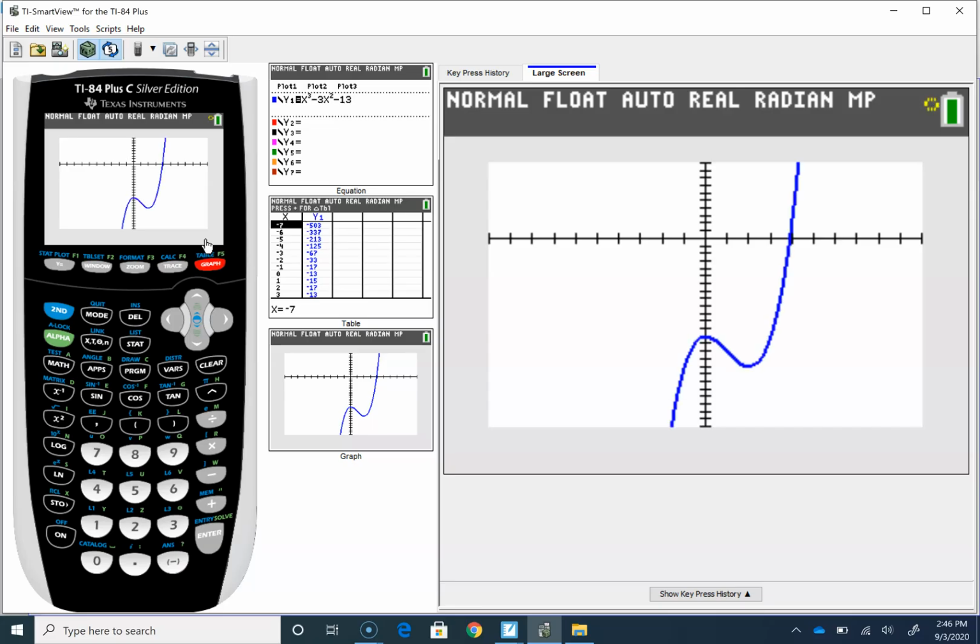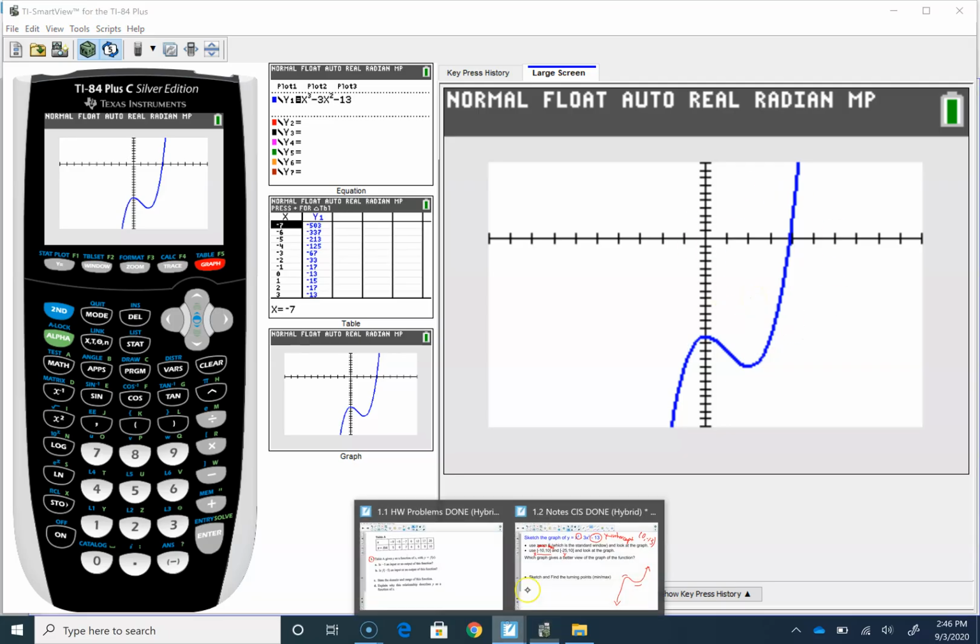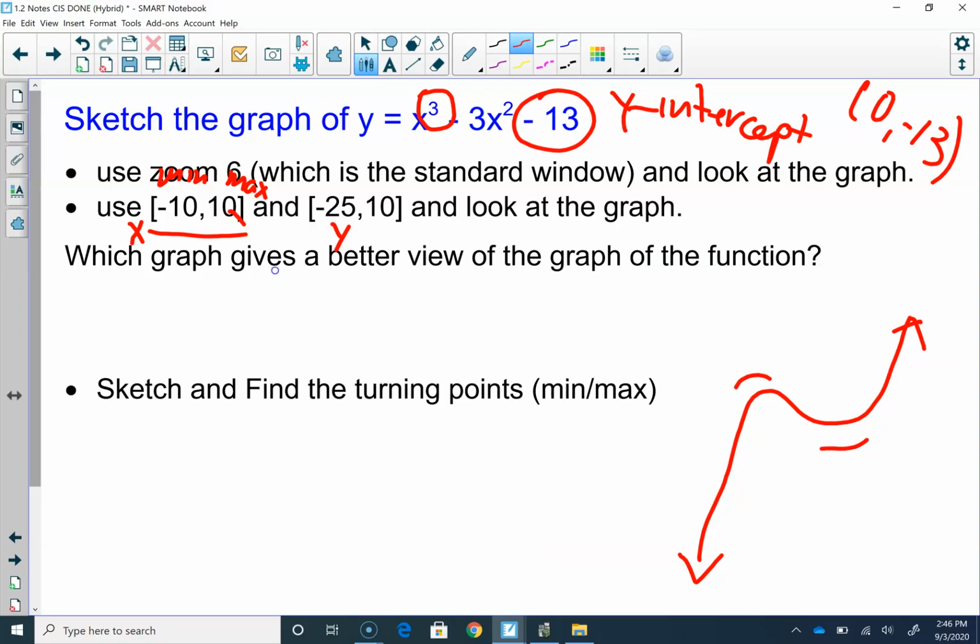And now we feel that that is actually a complete graph because it has 1, 2 turns, so it's showing the entire graph. The last one was just showing this part right here. And these, I just want to make a note, these are not interval notations. These are windows. So don't be fooled by that.